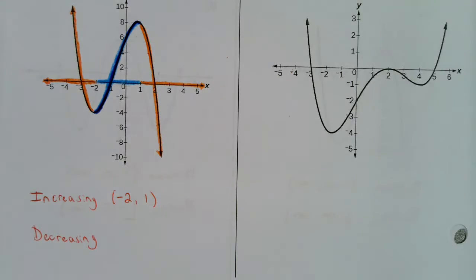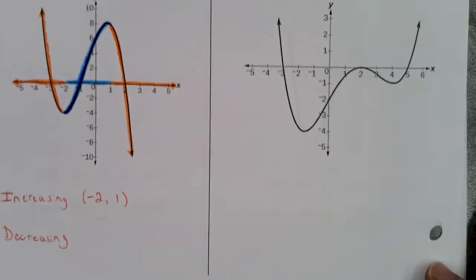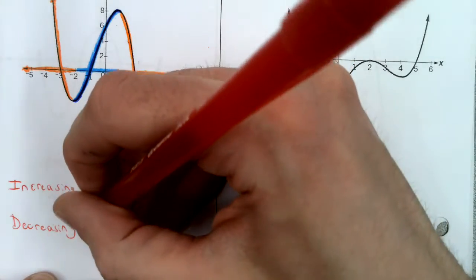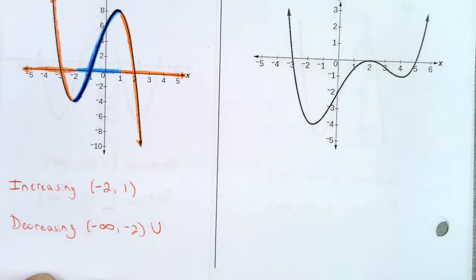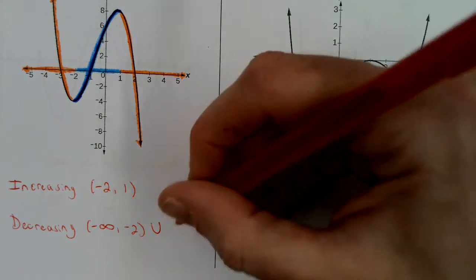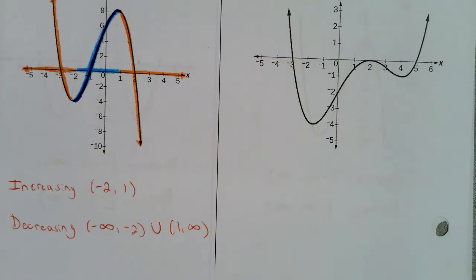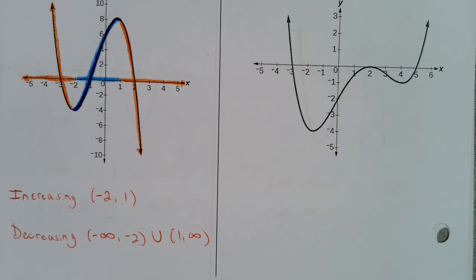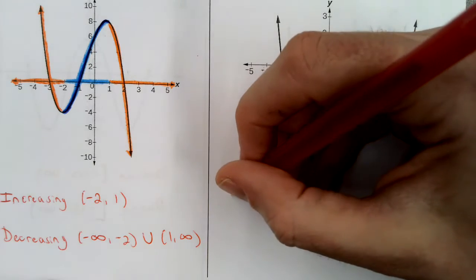So the way you write that, remember, is you do negative infinity, going by the x values, see above, negative infinity up to -2. This symbol for union, and then again from 1 to infinity. Now let's do 2b.